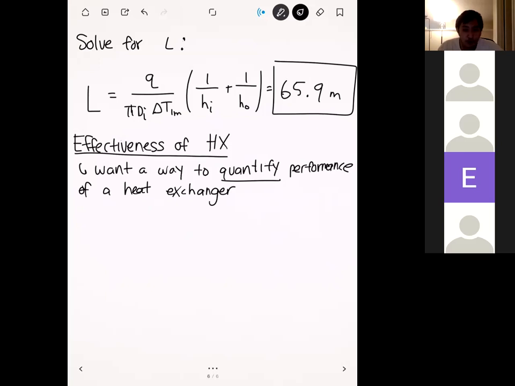If you're the engineer designing a heat exchanger, you can use this effectiveness to show how good your design is. Any way that you can quantify in a very simple way how well a device is going to perform is always a valuable asset for engineering. The way that we define this effectiveness is through this quantity here. The effectiveness, which I give the symbol epsilon, is a ratio between two different things. On the bottom, we have the maximum possible heat transfer for this configuration.